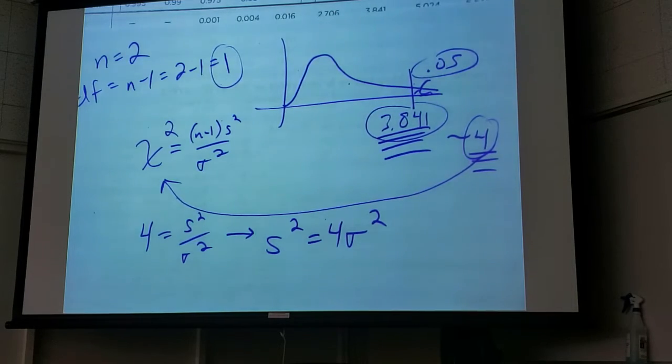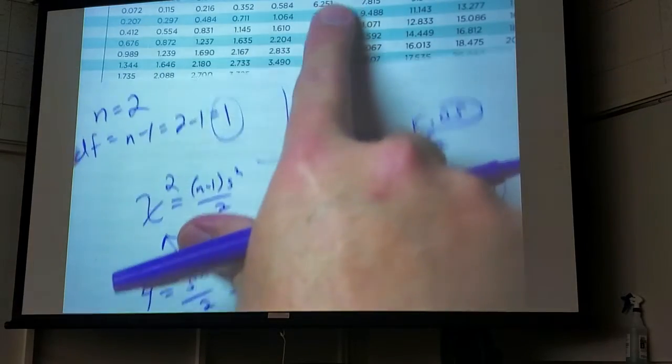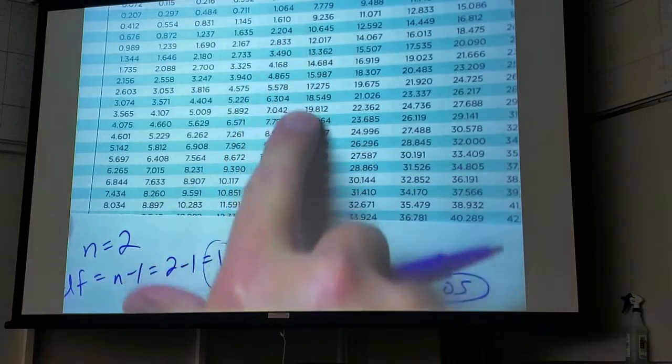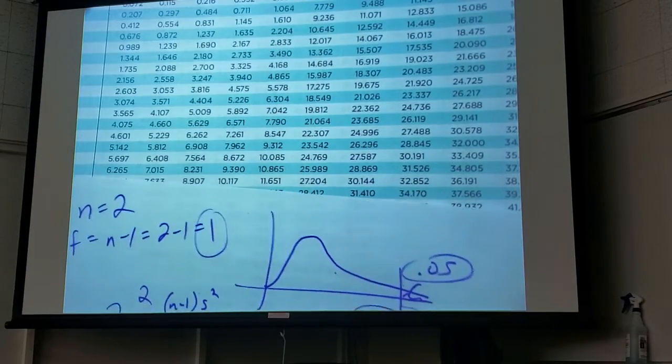That's crazy. So you'll notice, the bigger our sample gets, the more and more room there is for the standard deviation to get crazy big. That's why the numbers get bigger as I go down. That's one reason why it is.